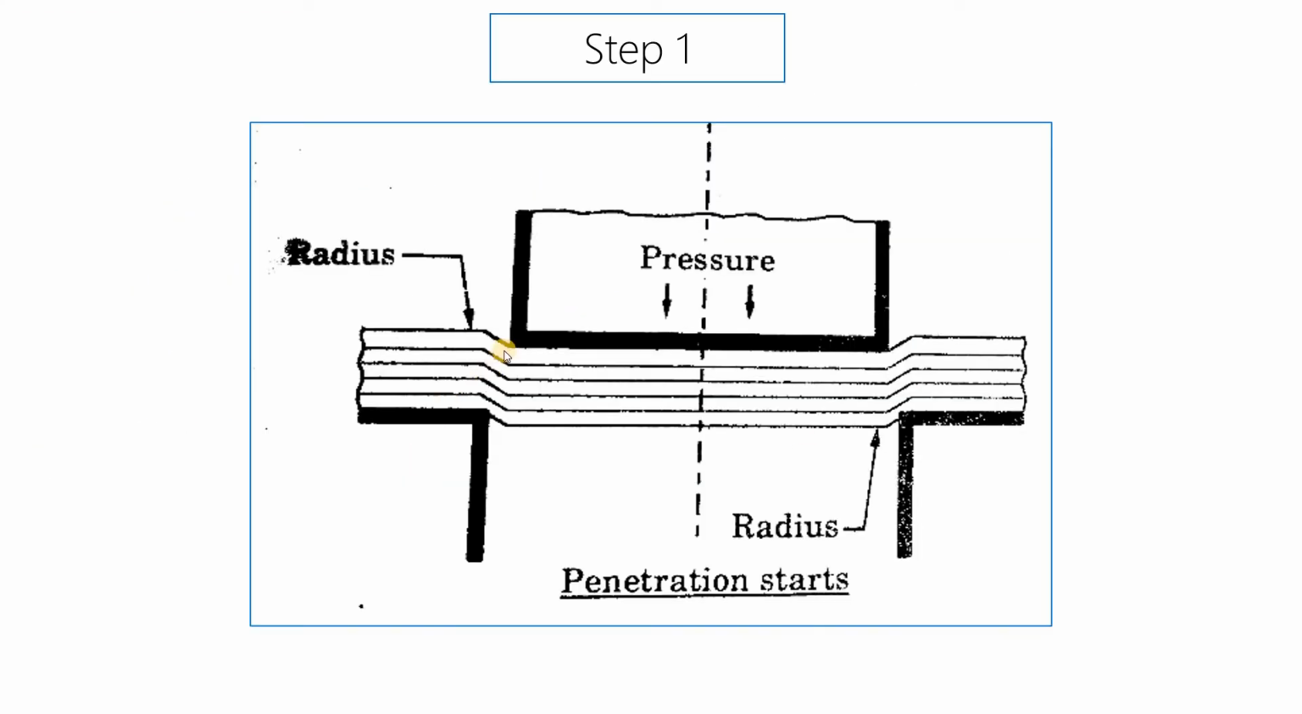In the first step, the radius formation starts, which means we apply pressure below its elastic limit. When the radius formation has started, if we retract the punch, then the formed radius will regain its flat shape again. Got it? So this is the first step, where the penetration starts and radius formation can be observed.